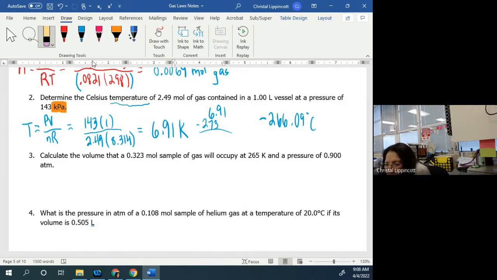All right, what are we solving for here? Volume. So see if you can get your equation set up so that you're solving for volume. See if you can come up with the correct answer for this one.